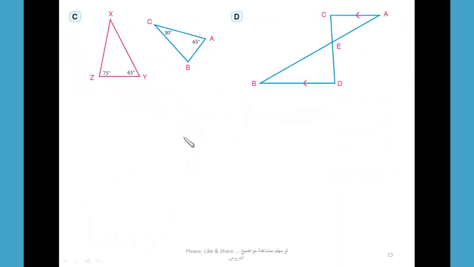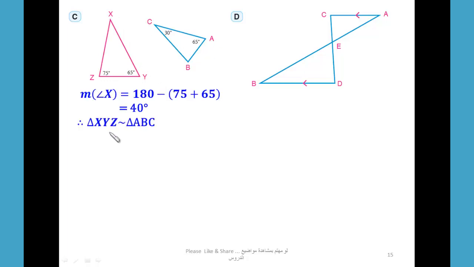In this case we have two triangles, XYZ and CAB. We want to calculate the third angle in triangle XYZ. So the measure of angle X equals 180 minus 75 plus 65, which equals 40. So the third angle here equals 40 degrees. Then the two triangles are not similar, because we cannot find two angles in the first triangle equal to two angles in the second triangle. Here the angle equals 40 degrees, but we don't have any angle here of measure 40 degrees.